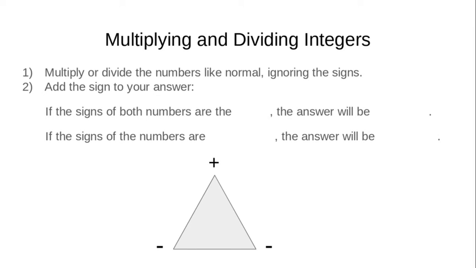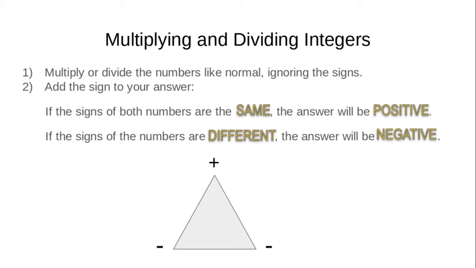So if the signs of both of the numbers are the same, the answer will be positive. If the signs of both of the numbers are different, the answer will be negative. And you can also use this triangle to help determine the sign if you cannot remember the rule.